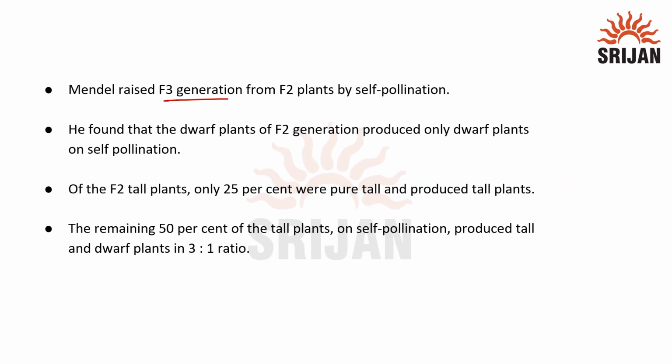Mendel raised an F3 generation from the F2 generation by the self-pollination. So we know that the genotype of F2 generation was capital T capital T, capital T small t, and small t small t. He observed that when this dwarf plant was self-pollinated, F3 generation had all the dwarf plants. So he found that dwarf plant of F2 generation produced only dwarf plants on the self-pollination.